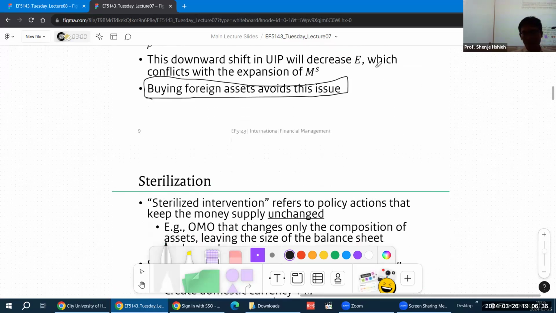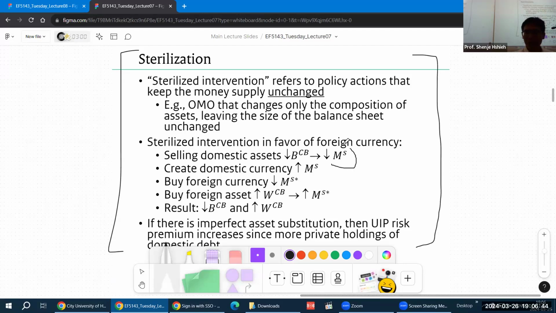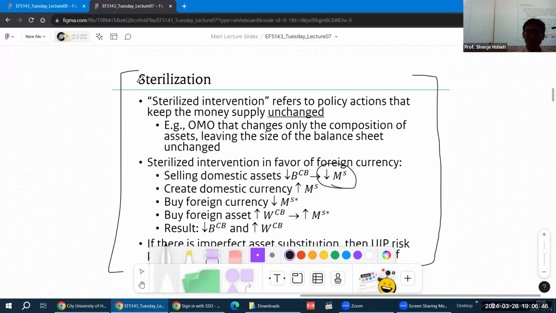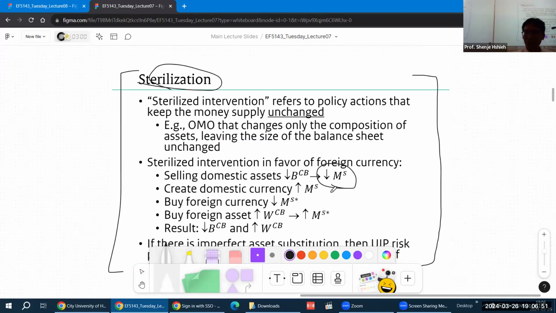All right. So we talked also about sterilization. Sterilization is important because some countries want to leave their money supply unchanged. And if you combine sterilization with this idea of imperfect substitutes, that means you can change E without changing MS, right? Because if you sterilize, you just change the composition of your balance sheet, but you haven't expanded or decreased your balance sheet.